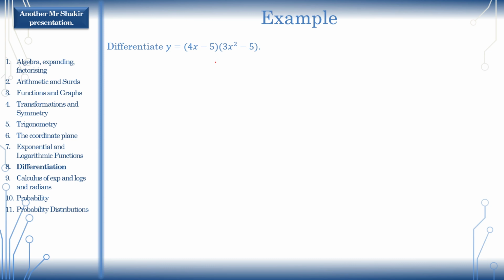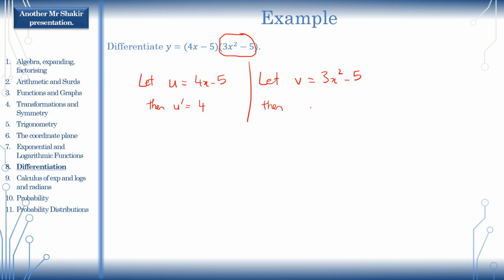How should you set out your working out? What you should do is you have this, you say, let u equal to 4x minus 5, then u prime or u dash is equal to 4. And then you say let v equal to, and now we're going to call that v, right? So v is equal to 3x squared minus 5, then v prime or v dash is equal to 6x.